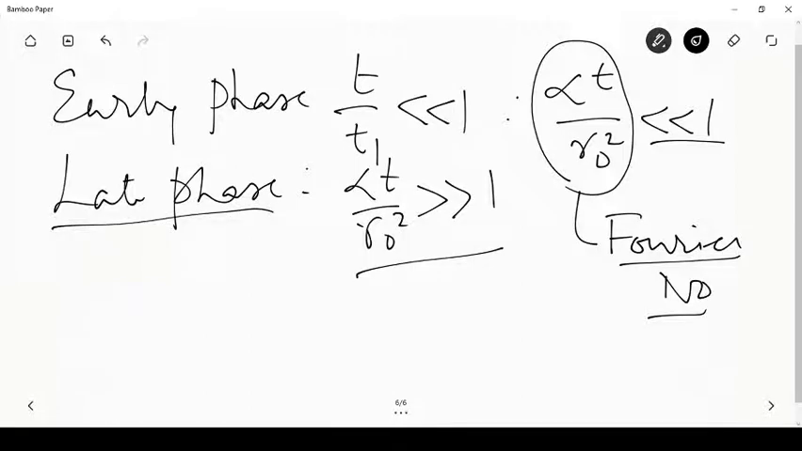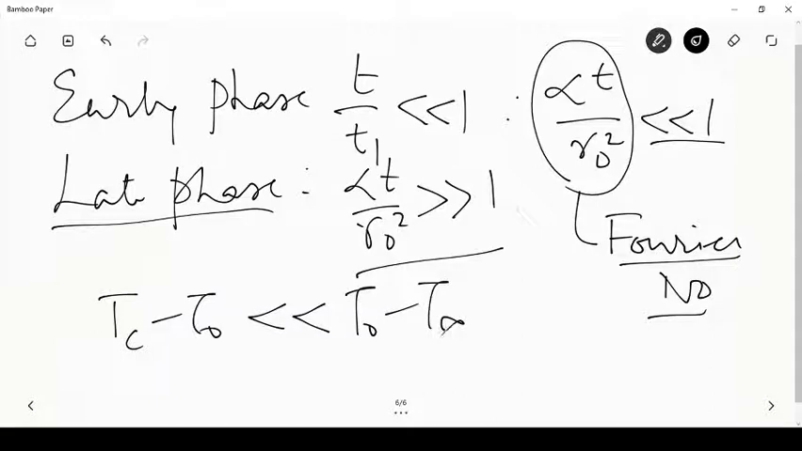In order to use the lumped capacitance model, we will need to have one more condition met, which is also something we will need to understand. We said that Tc minus T0, which is the temperature difference between the center of the object and the surface of the object, is much less than T0 minus T infinity. So this is the condition that we wanted it to meet in order to be able to lump the system.